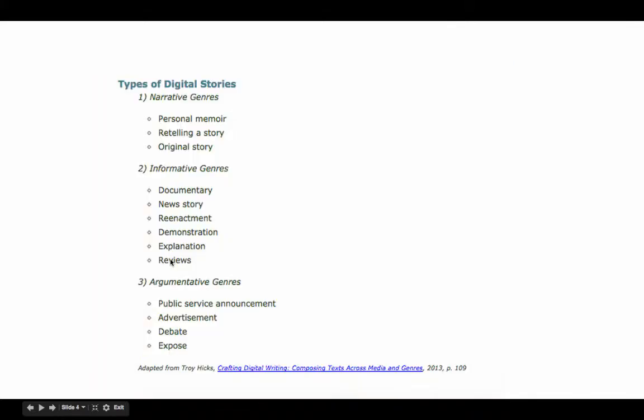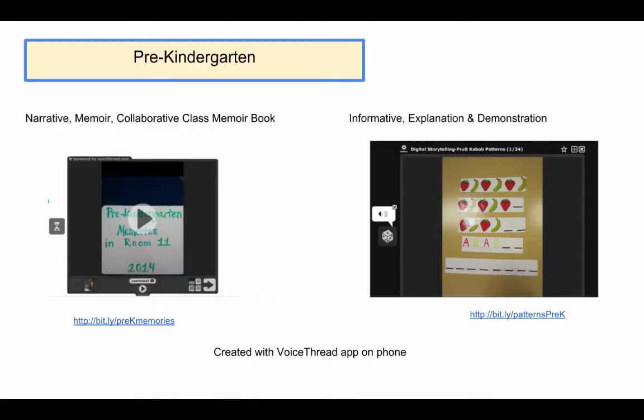The digital stories that I will be featuring divide into these three broad categories. Sometimes when we think of digital storytelling, we primarily think of it as narrative, but digital storytelling can also be used for informational purposes and for argumentation, such as the creation of a public service announcement, or what some of us abbreviate as a PSA. So in this presentation, I will be showing you digital stories that fall into all of those categories.